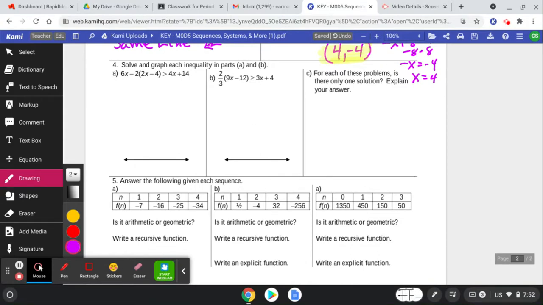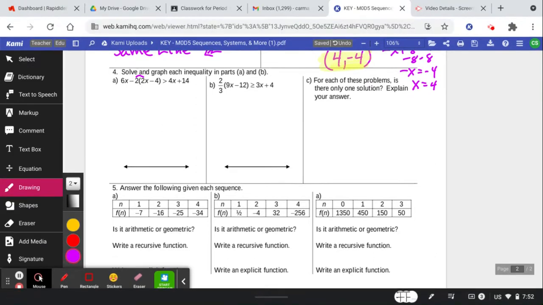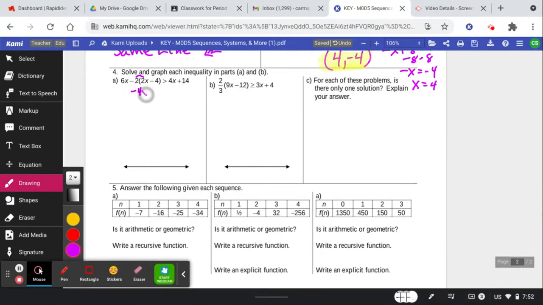So same as if this was an equation, we would start here by distributing. So negative 2 times 2x and negative 2 times negative 4. So just distributing that middle part, we're going to still have this 6x here. We're still going to have this entire part here on the right. Next, we're going to combine like terms on either side. So notice that there is a 6x and a negative 4x.